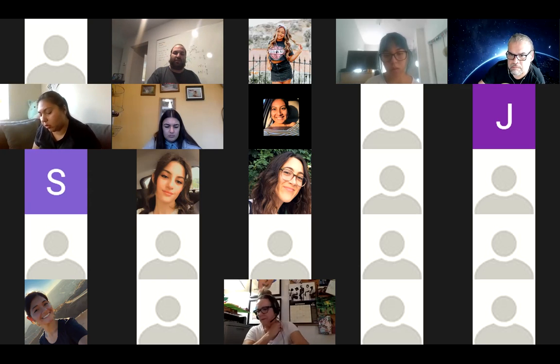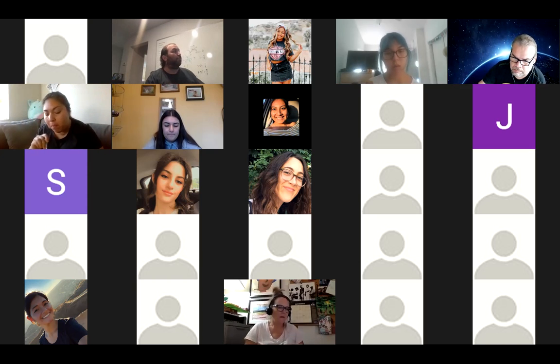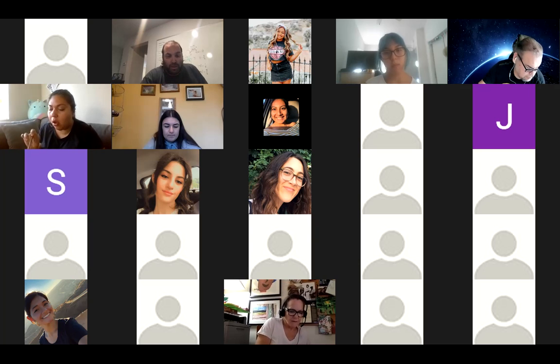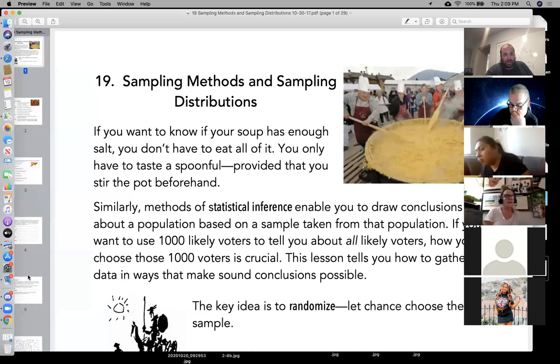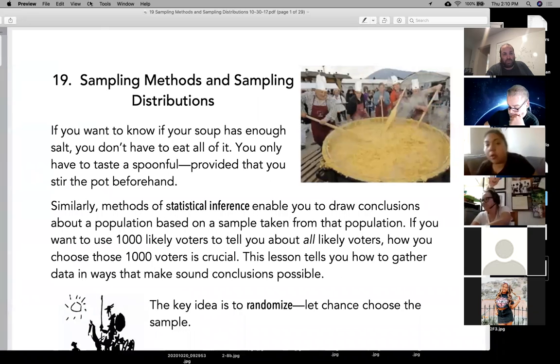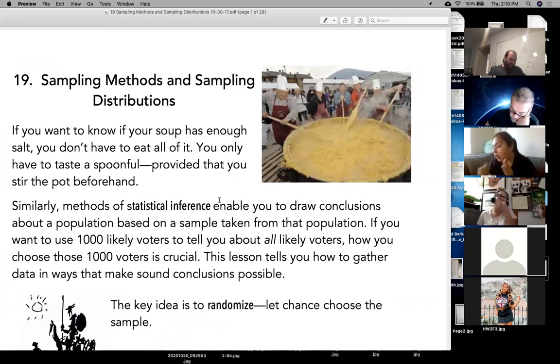This is now the second class in week 13, but we missed 2 days. So as I think I mentioned, it's the 24th class. I'm going to start sharing. We are going to skip ahead a little bit because we're running out of time and some chapters are just more important than others. We are going to skip ahead to chapter 19 on sampling methods and sampling distributions.